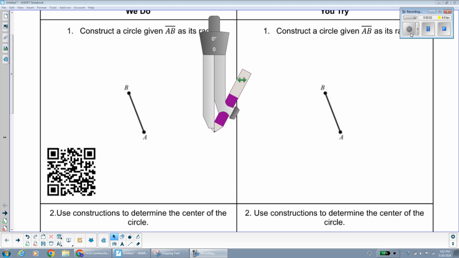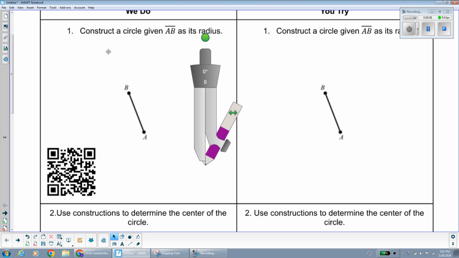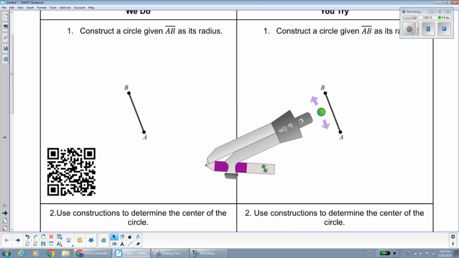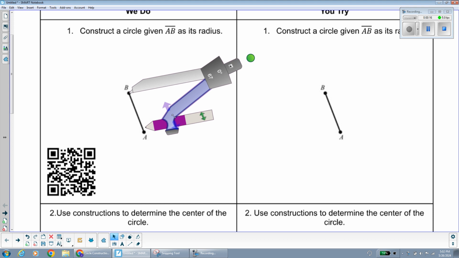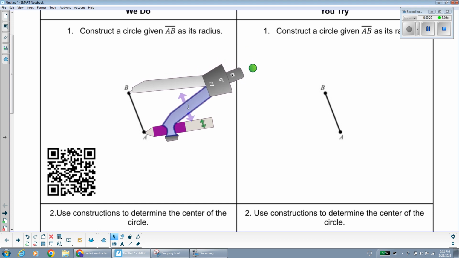In this video, we're going to do a bunch of different circle constructions. The first one that we're going to do is construct a circle given segment AB as the radius. In order to do that, we're just going to put our compass on one endpoint of the line segment and open up as accurately as possible to the other endpoint. On the computer, it's a little bit hard to be 100% accurate, so I'm going to get as close as I can.